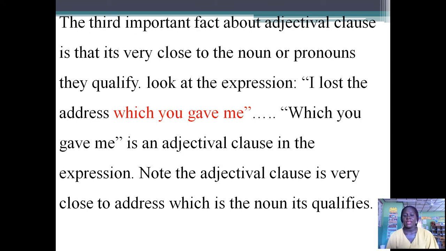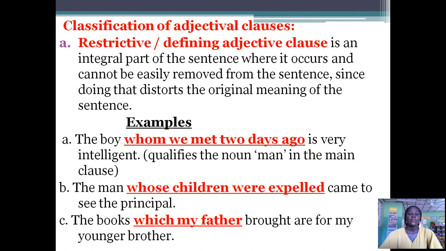Which you gave me is an adjectival clause in the expression. Note, the adjectival clause is very close to the address, which is the noun it qualifies. Now, classifications of adjectival clauses. Adjectival clauses are classified into two.